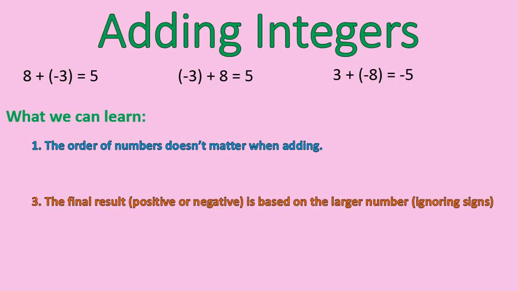Number 3, the final result, positive or negative, is based on the larger number, ignoring the signs. So, if you look at this one, the larger number is positive 8, and so your final answer is positive 5. In this one, the larger number, again ignoring the signs, I know negative 8 is smaller than positive 3, but 8 is bigger than 3, so if you ignore the signs, 8 is larger than 3, therefore the final answer will have the sign of the larger number ignoring the signs.